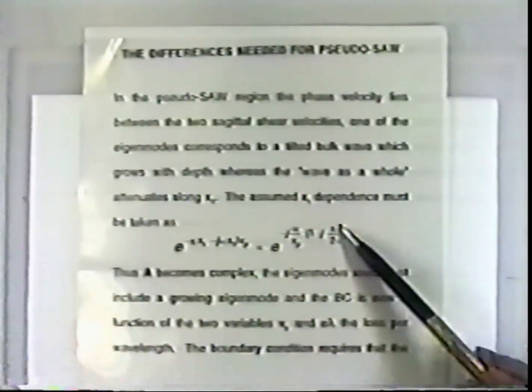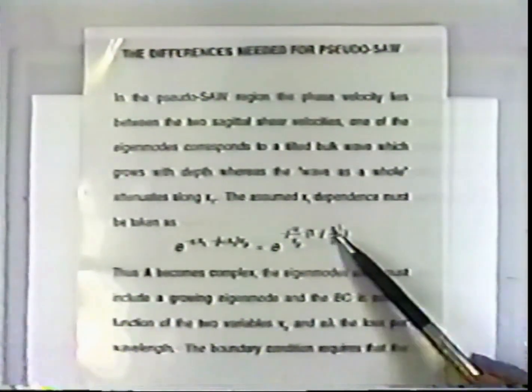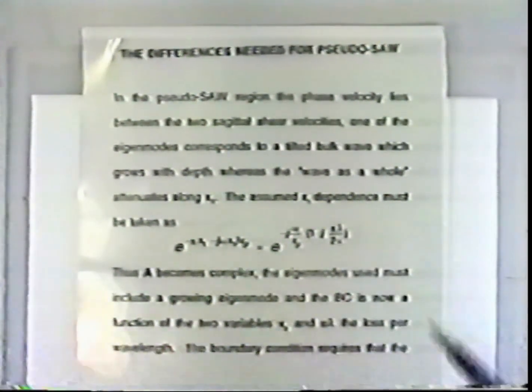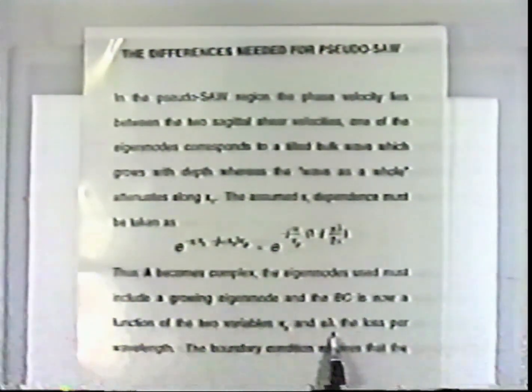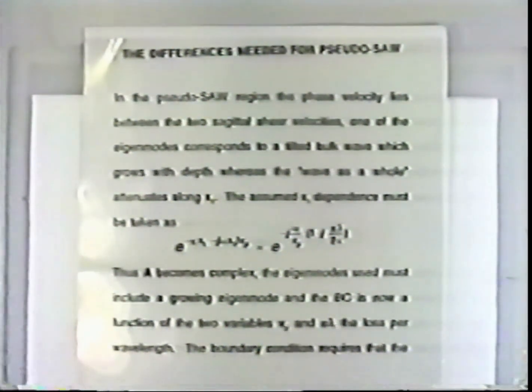It's convenient to write it as alpha times the wavelength, and that's usually the way people calculate the attenuation for pseudo or leaky surface acoustic waves. So we have two variables, v sub p and alpha times lambda. Now, to satisfy our boundary condition, we have to find the right phase velocity and the right alpha to make that function zero.